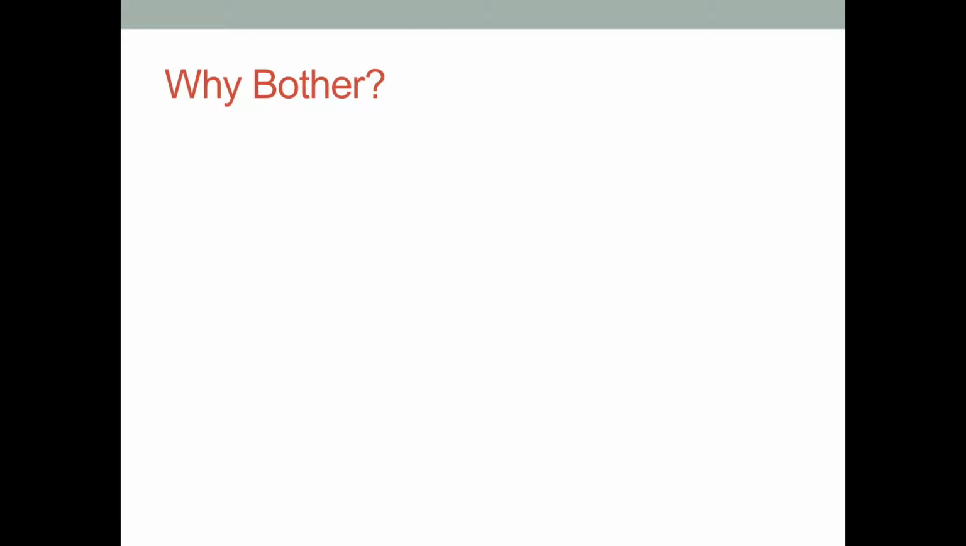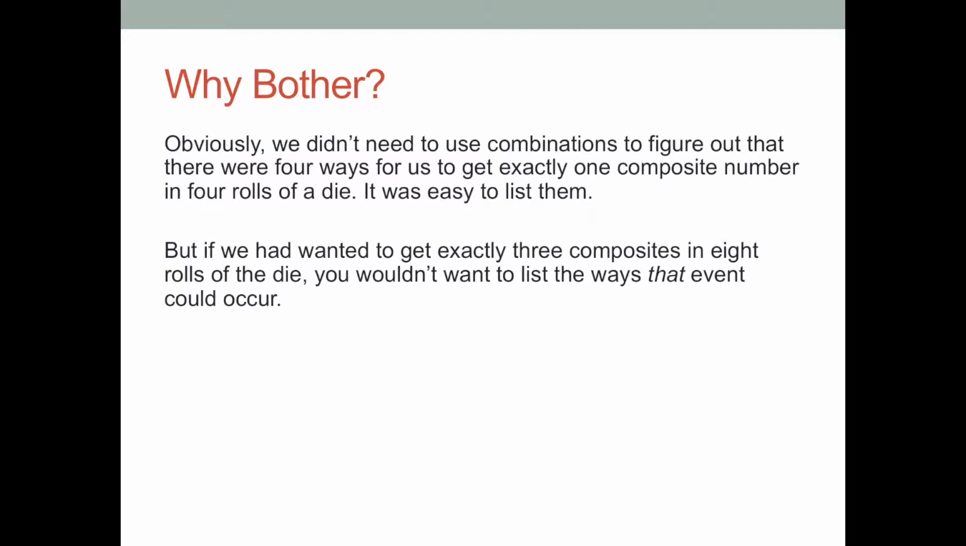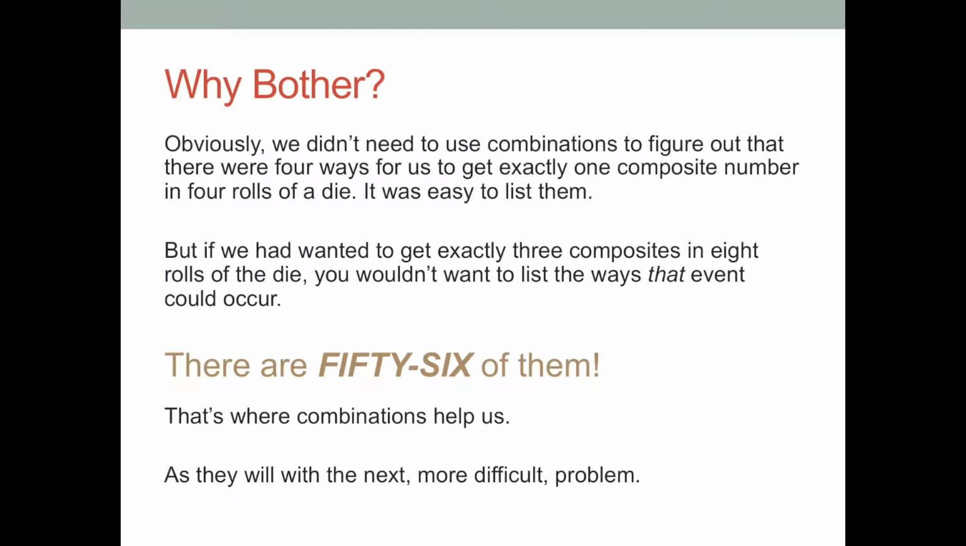So why bother to use combinations? Obviously, we didn't need to use combinations to figure out that there were 4 ways for us to get exactly one composite number in 4 rolls of a die. It was easy enough to list them. But if we had wanted to get exactly 3 composites in 8 rolls of the die, you wouldn't want to list the ways that event could occur. There are 56 of them. That's where combinations help us, as they will with the next, more difficult problem.